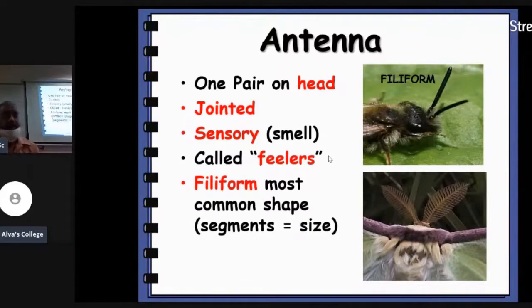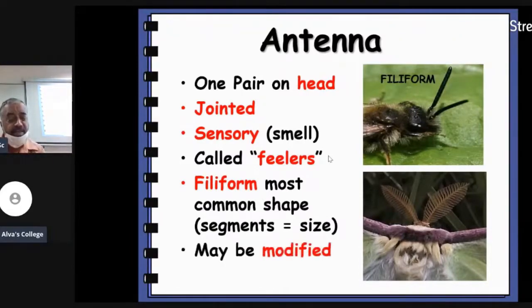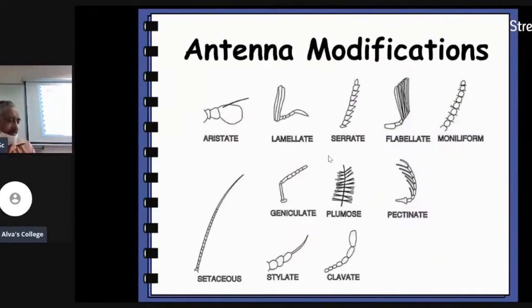The antennae are made up of a lot of segments which vary greatly in size. These antennae may also be modified. Because we have an incredible number of insects, they have various forms of antennae, and these are classified based on the structures they bear on the antennae.